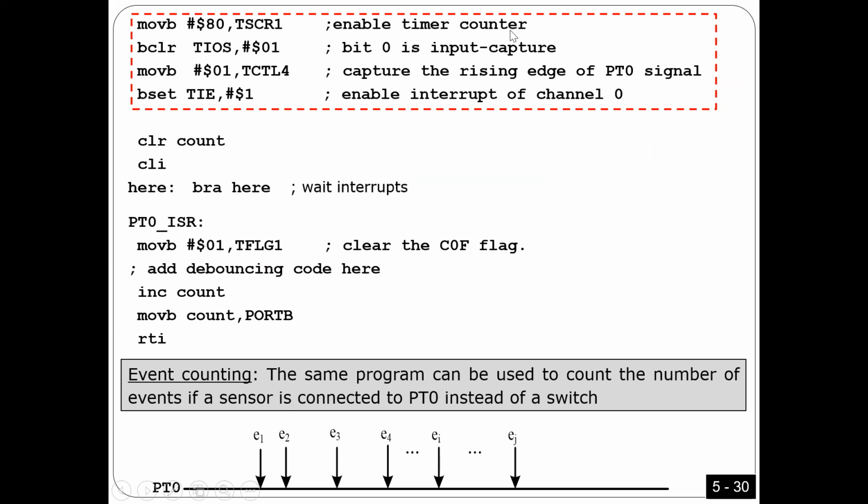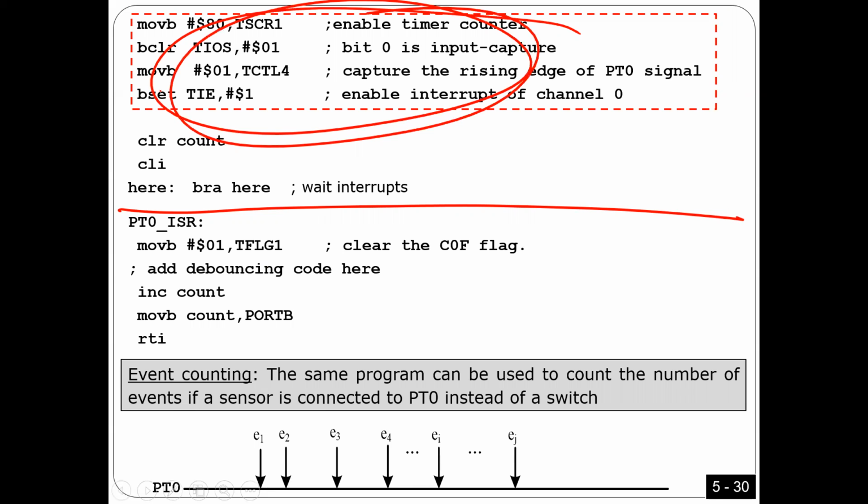So you have to enable the timer counter to count. Also, I have to select input capture. I'm going to capture the rising edge, or you can program it falling. So whatever you want. Also here, I'm going to enable interrupts. That's it. So once I do this configuration, what's going to happen is every time on the pin here there is a rising edge, the interrupt subroutine is going to be executed. Is that okay?